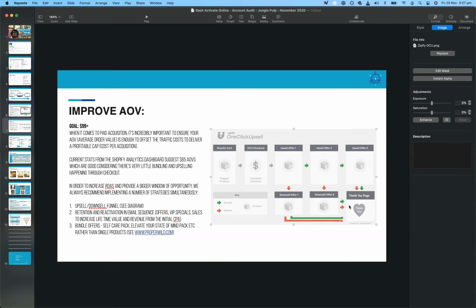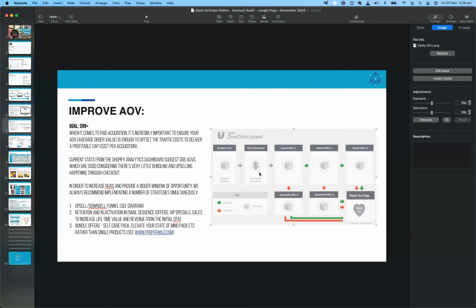Like 10 to 15% of people will take at least one of these offers, which means it's a really quick, easy way to boost that average order value and increase the spend from people without really having to do much other than install the app and set the products up. That's why I like this, because you've already closed the sale. As soon as someone's put their credit card details in and hit buy, you've already got their money. This is just offering them the chance to get more value.